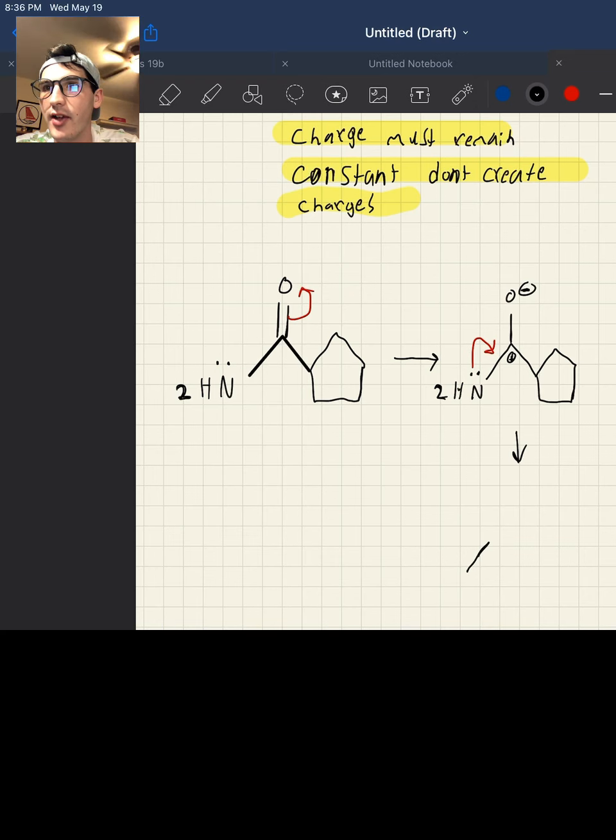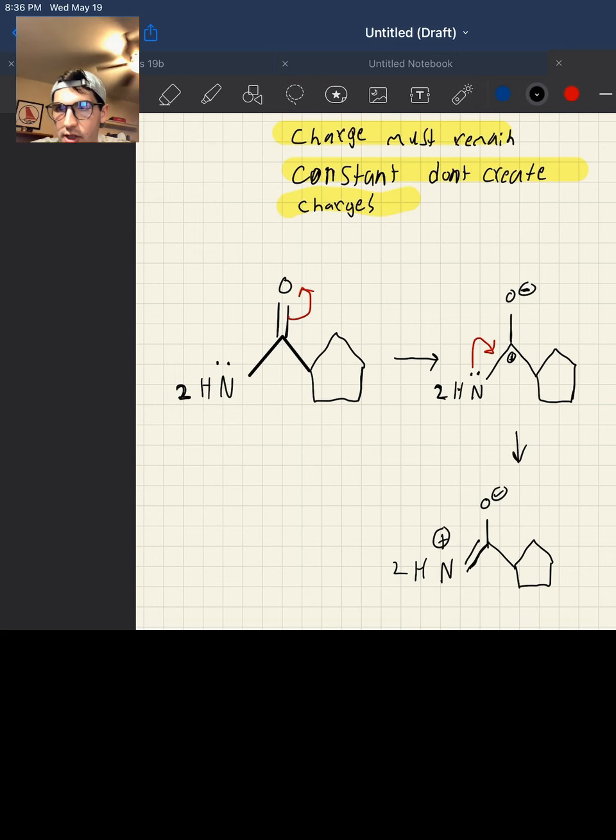Drawing this out for you guys to show you what it looks like. Follow along. Okay, so you're going to resonate that. It's two electrons over. It's remaining constant. Boom, bada bing, negative charge on the oxygen, NH2, positive charge on the nitrogen. Resonate up to the oxygen. Go back to the original compound.